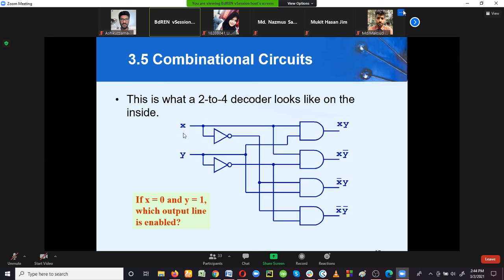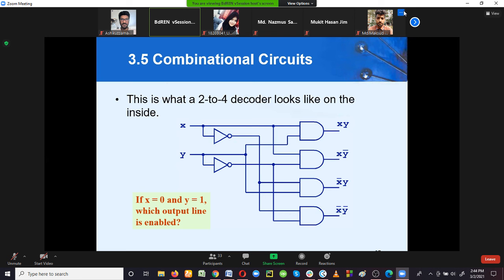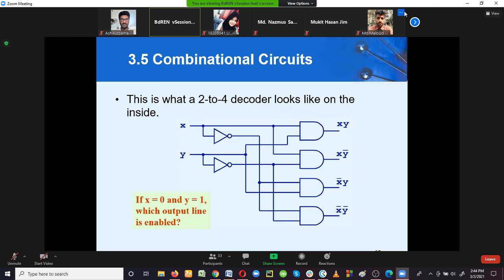So if n is 2, is it matching? My input n is 2. What should the output be based on the decoder definition? 2 to the power n. So 2 to the power 2 is equal to 4. So 2 inputs, 4 outputs. If there are 3 inputs, how many outputs will we get for a decoder?